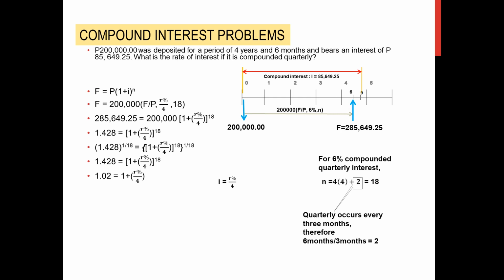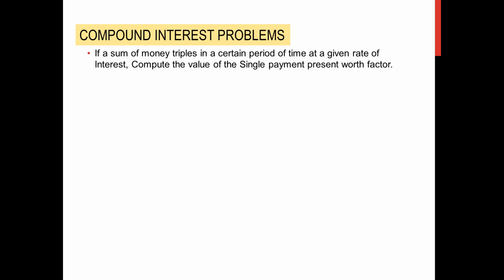So 1.428 raised to 1 over 18 will become 1.02. So we will get rid of the raised to 18 on the right hand side of the equation. Then transpose the 1 and then multiply it by 4. So R is equal to 8%. So that is 8% compounded quarterly. So that will be the nominal rate of interest of this problem. Okay, so moving on to the next.